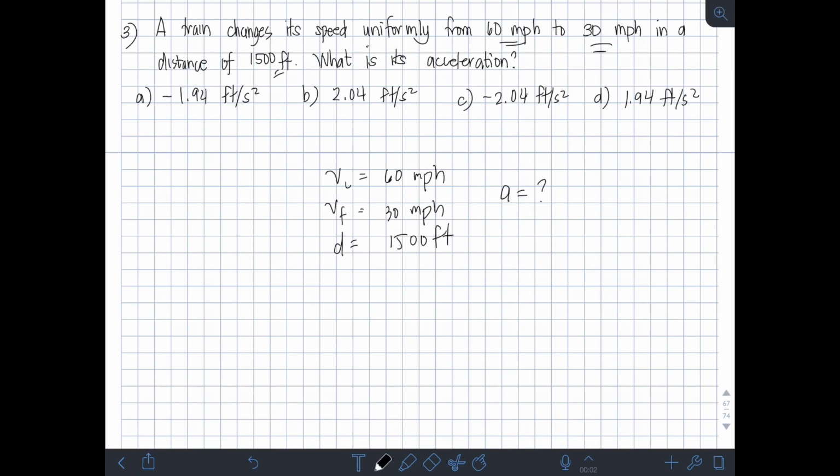So, pwede natin gamitin yung equation na VF squared is equal to VI squared plus 2AS, right? So, itong S equal to sa distance, right? So, meron tayong final velocity, initial velocity, saka distance S, and then unknown si A. So, pwede nating masolve si A. Pero, ang choices natin is in feet per second squared. Yung given natin is miles per hour. So, para consistent tayo sa unit, i-convert natin itong mga velocity into feet per second.